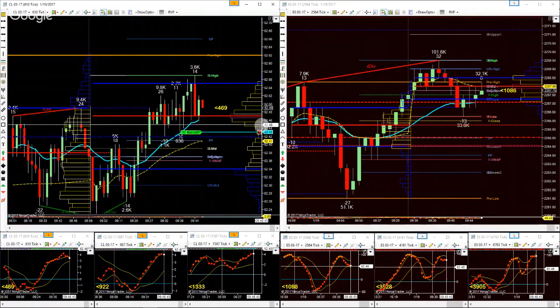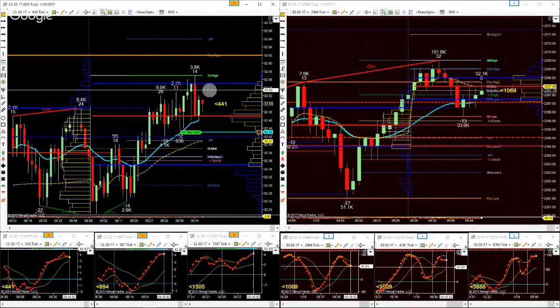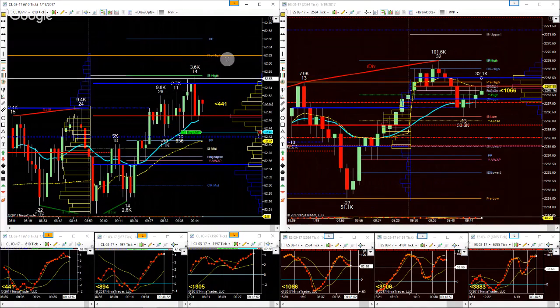Putting in a fair amount of volume up here. Nice taper here. Potentially starting to set up divergence on the 610, but only on the 610.